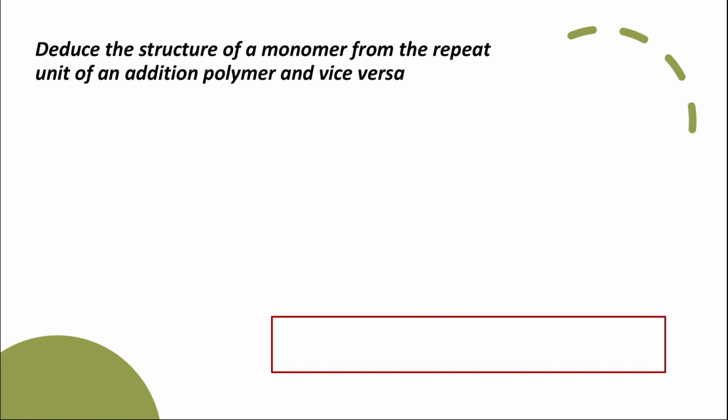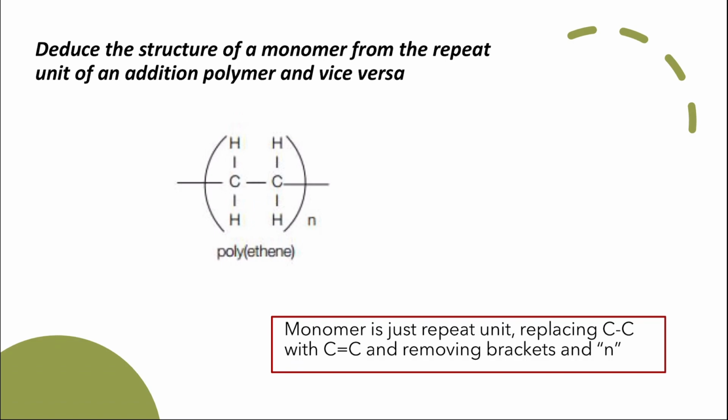So what if we know the structure of the polymer? Can we deduce the structure of the monomer from the repeat unit? We can do this by simply looking at the repeat unit or trying to find the repeat unit. Remember that the monomer is just the repeat unit. So we can replace the carbon-carbon single bond between the backbone carbons with a double bond, and then we remove the brackets and then we remove the additional single bonds on the sides. Then we will get our monomer, or the original monomer that formed the polymer.